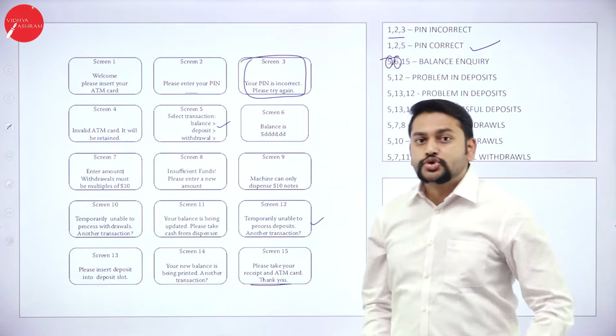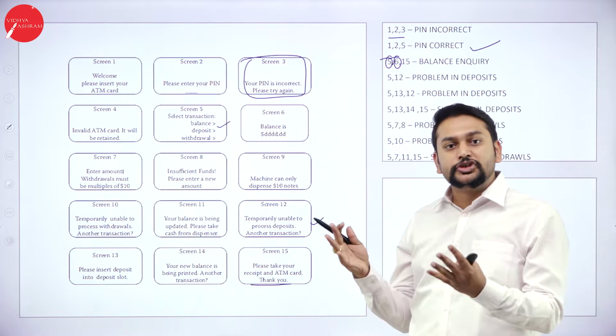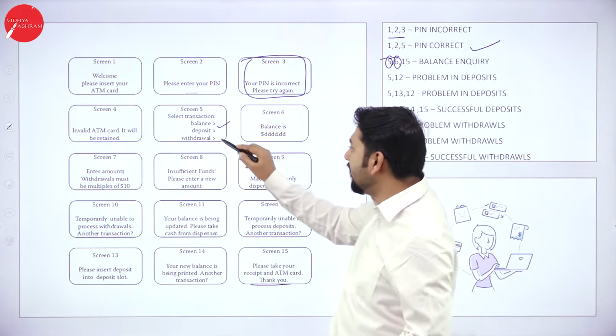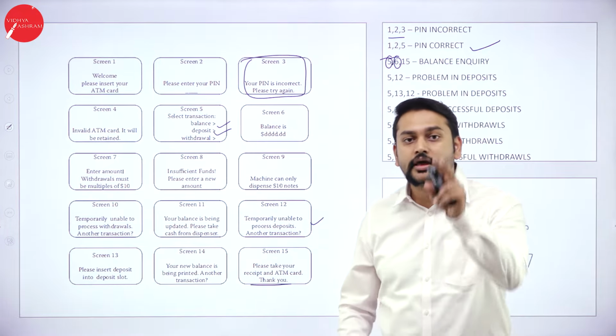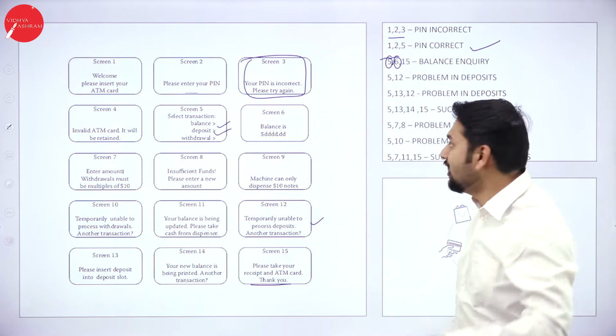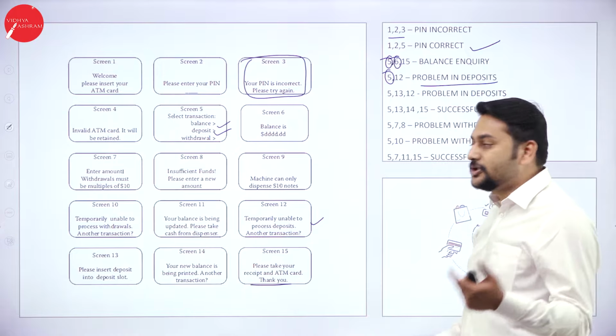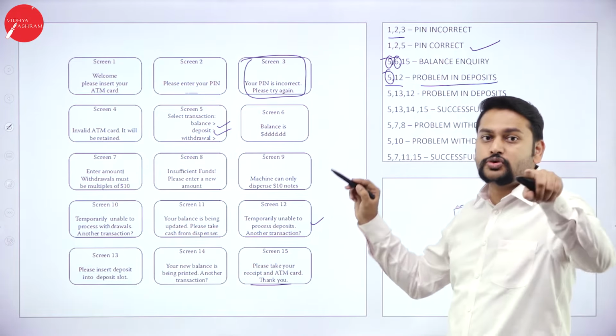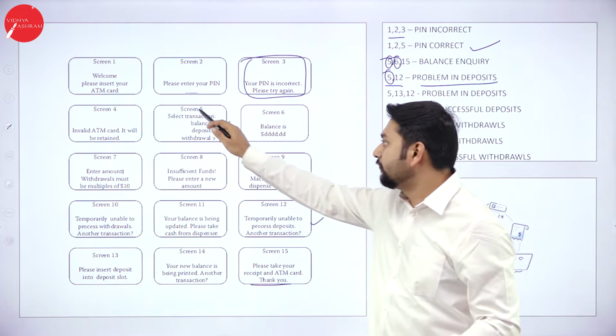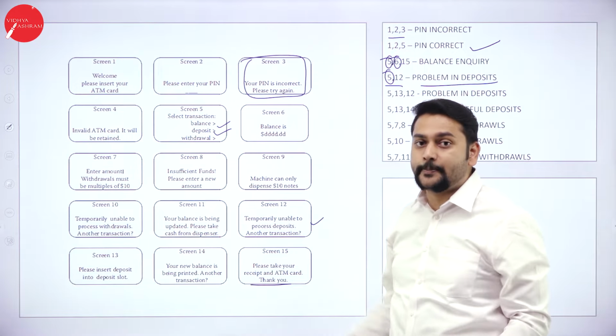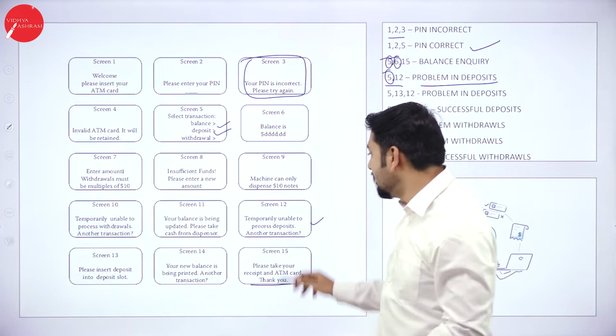Then fine. So now I'm going to the second option after withdrawal. Suppose I select the second option, that is deposit. Right now, which screen am I in? Screen number 5. So please observe the problem in deposits. What happens? I will get 5, 12. What is the meaning of 5? Right now I'm in screen number 5, that is, I'm clicking on deposit, so it redirects to screen number 12.